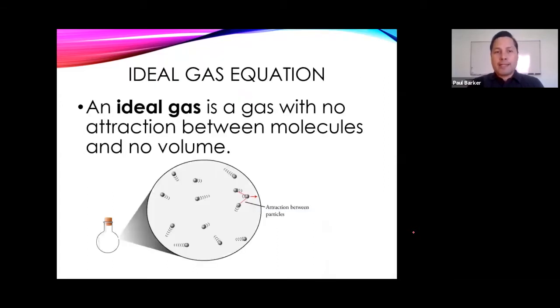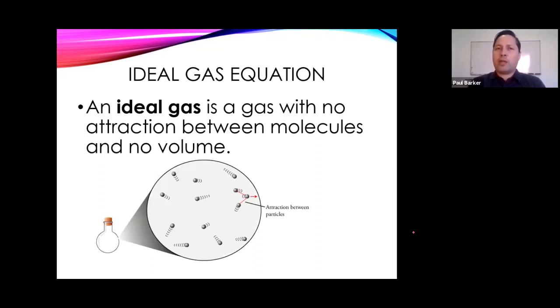Next, let's talk about the ideal gas equation. First of all, before we can get to the equation, let's talk about what exactly is an ideal gas. An ideal gas is a theoretical gas. It's not a real gas, it's a theoretical gas that has no attraction between molecules, and the molecules themselves, we say that they have no volume. That is an ideal gas. In reality, molecules do exert an attraction to each other, and they do have a size difference between molecules, but we're going to ignore those things.